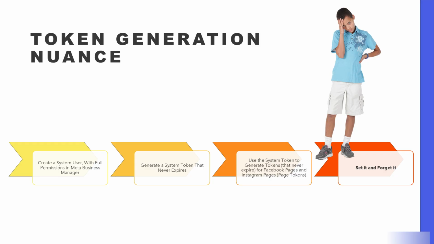The token generation nuance is that we will create a system user with full business permissions in Meta Business Manager. Then we will create a system token that never expires. Then we will use that system token to generate tokens for Facebook pages, Instagram, and WhatsApp. So we set it and forget it, but don't worry, I got your back. You just need a little patience to follow the instructions and you will be on your way.